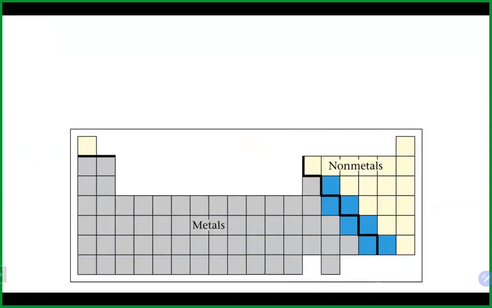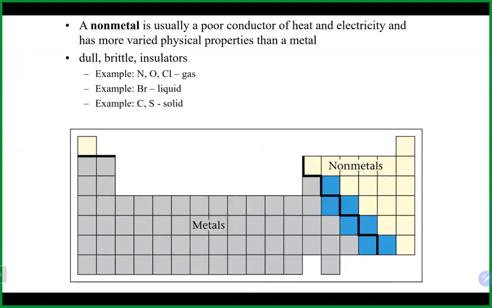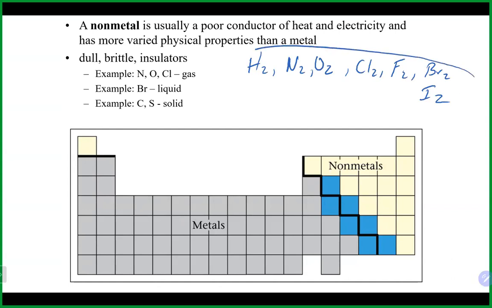Now, nonmetals, which again are to the upper right of the periodic table, pretty much have opposite characteristics of metals. They are bad conductors of heat and electricity. They're dull, they're brittle, they're used as insulators. And very often they have a much more varied state. So some nonmetals are gases, some are liquids, some are solid. And a lot of our nonmetals are those diatomic molecules that we talked about: H2, N2, O2, Cl2, F2, Br2, I2. So remember that these are our diatomic molecules, which are also elements.